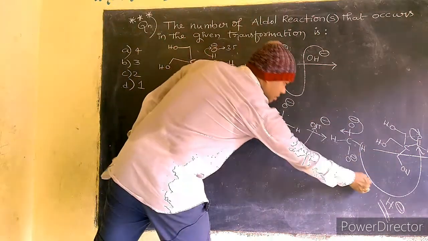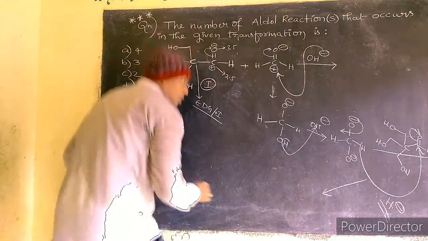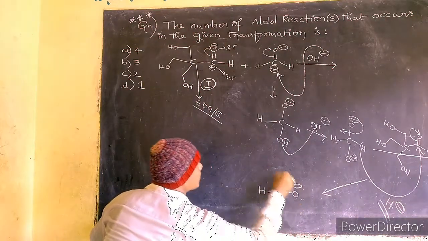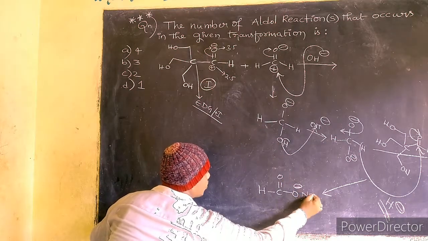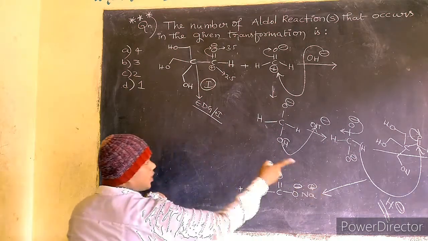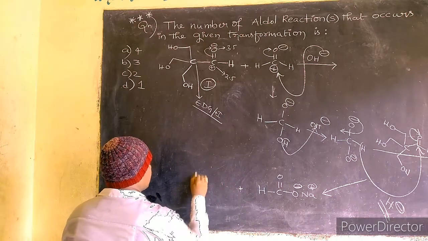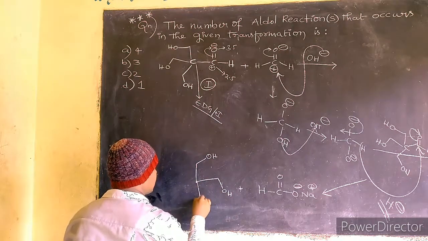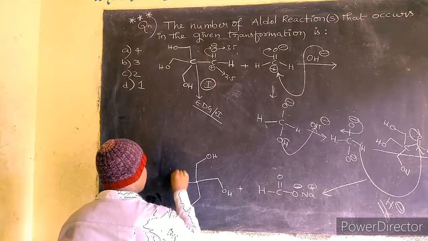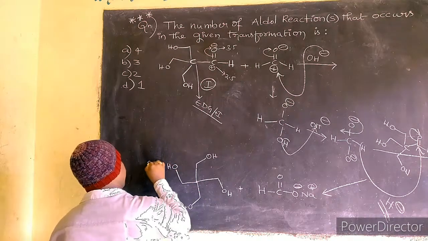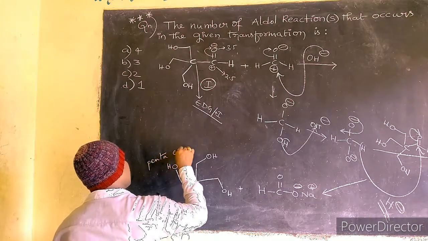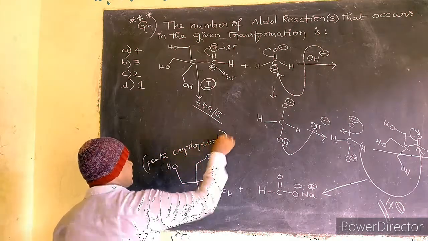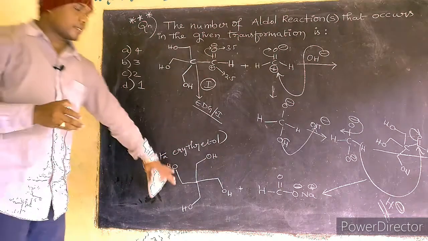Now from this, H, C double bond O minus, but here we are taking NaOH, so Na plus, and one more product will be there, with OH, OH, OH, OH. So what is this? Pentaerythritol. Pentaerythritol, correct? So this product is formed.